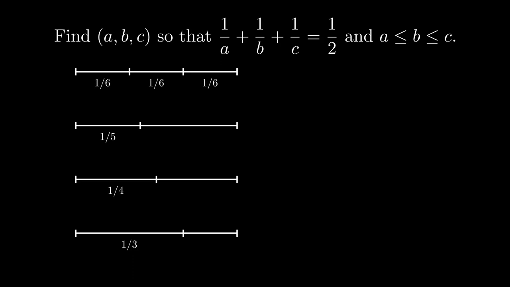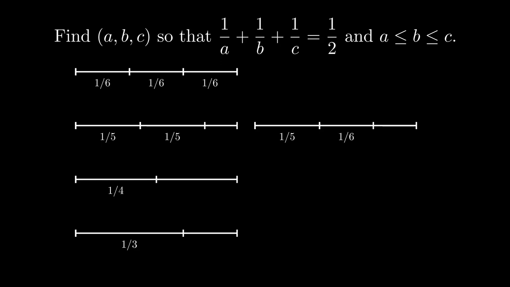Now we'll take a look at the case where A equals 5. Now in this case, a half minus a fifth is 3/10. So that means 1 over B plus 1 over C is equal to 3/10. Now if B and C are both bigger than 6, I'm in trouble, because a fifth plus something less than a sixth plus something less than a sixth doesn't get me all the way to 1 half. So that means that the only possibility for B is either 5 or 6. So let's split into those two cases now.